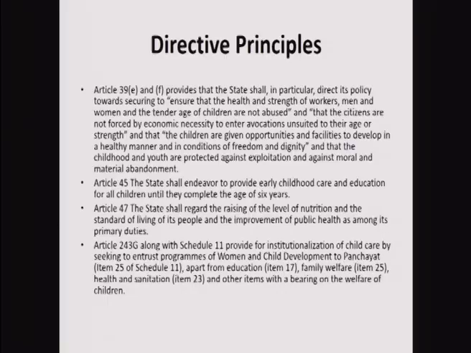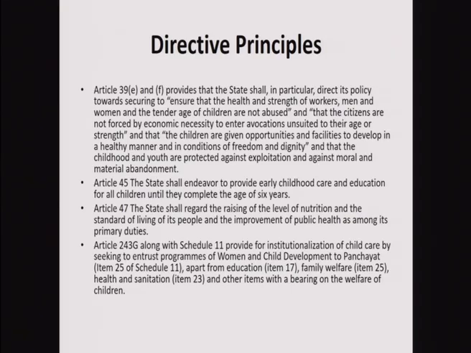Article 39, Clause E and F provides that the state shall, in particular, direct its policy towards ensuring that the health and strength of the workers, men and women, and the tender age of children are not abused. That means they must not be placed in the hazardous places. They must be given opportunities and facilities to develop in a healthy manner and in conditions of freedom and dignity. It also states that childhood and youth should be protected against exploitation and against any moral and material abandonment.